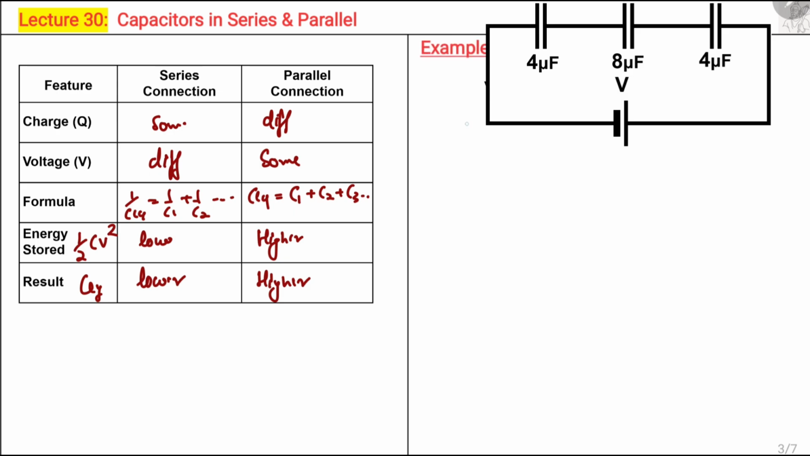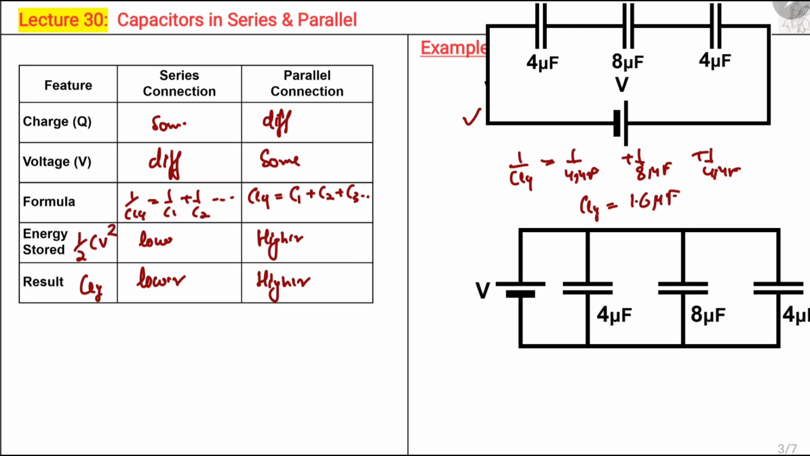So we can use this formula to find the equivalent capacitance in this question. 1 by C equivalent will be equal to 1 by 4 microfarad plus 1 by 8 microfarad plus 1 by 4 microfarad, and solving it we get C equivalent is equal to 1 by 6 microfarad. Similarly here, the net capacitance will be the sum of all three values, that is 4 plus 8 plus 4 microfarad, and that comes out to be 16 microfarad.